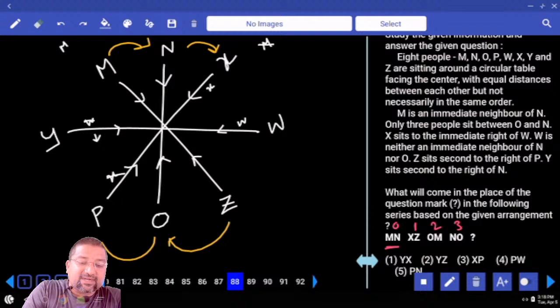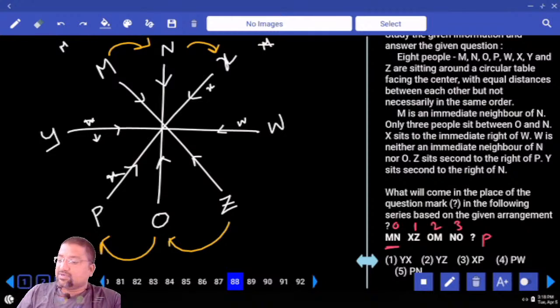I need to take immediate right of O. Who is that? P. Now what should be the gap between the next person? 4 people. 1, 2, 3, 4. It should be W. Which option is my answer? 4th option. Is this clear?